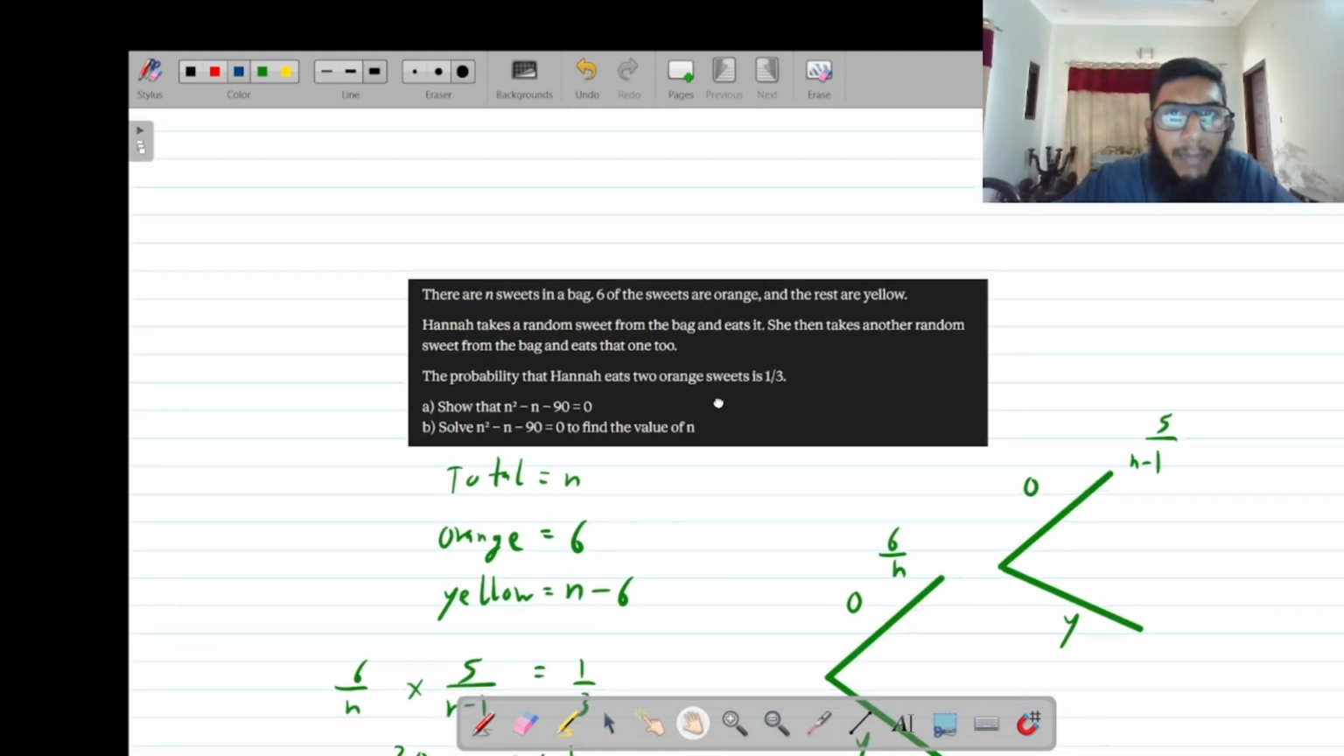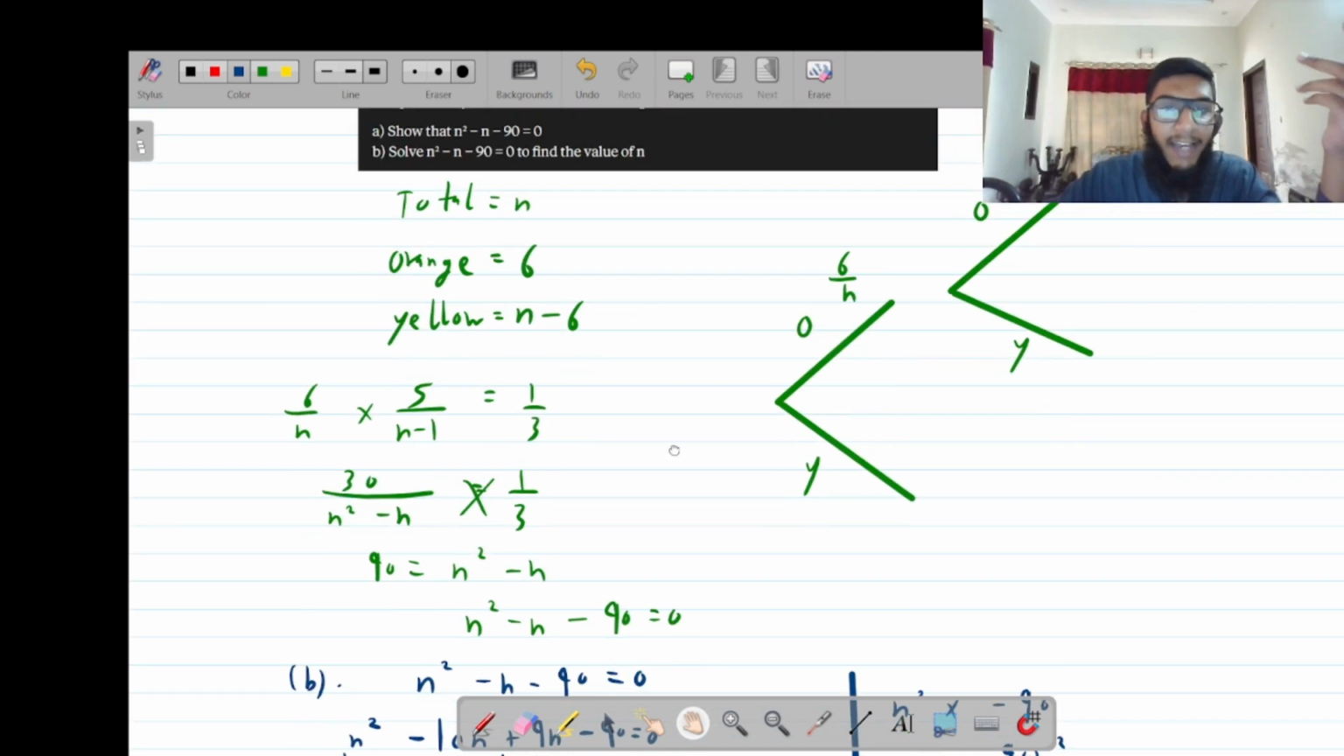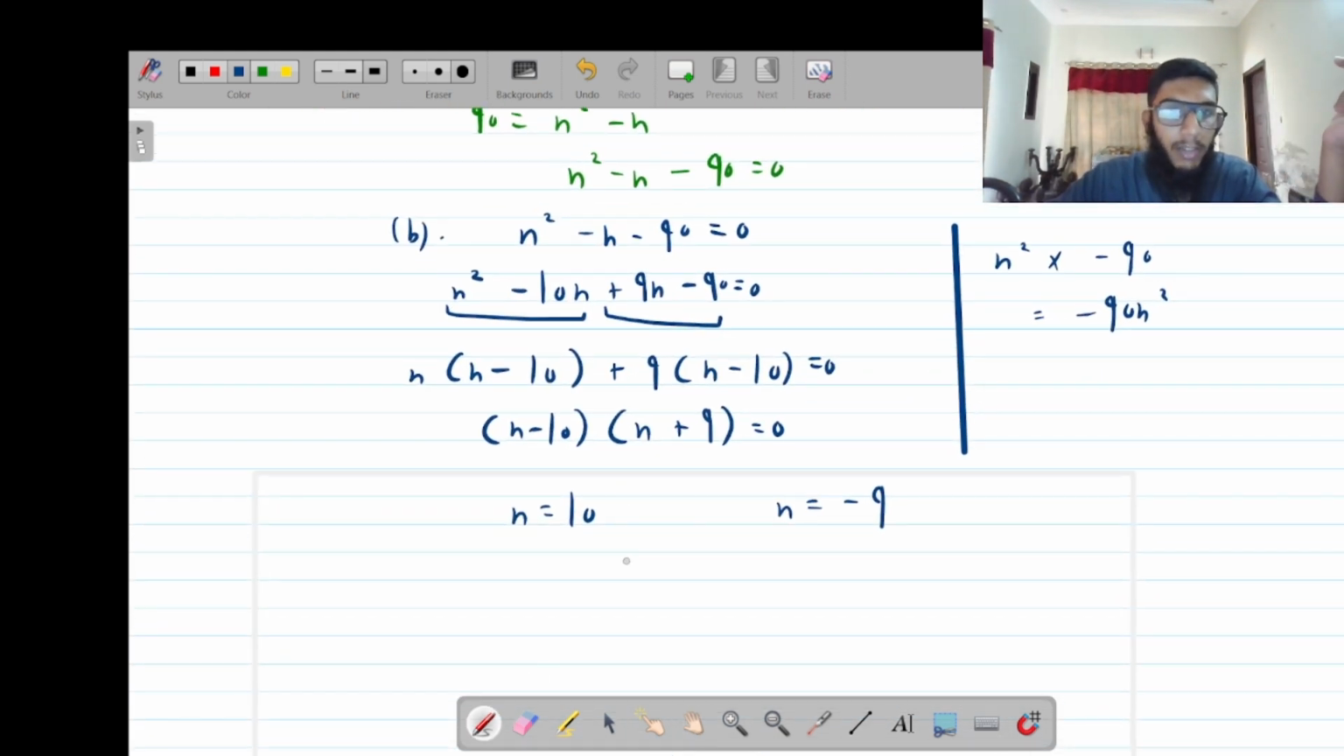Now, in the beginning, they already told us that there are n sweets in a bag. You can't have negative sweets in a bag, right? You can only have positive. So our answer will be 10, and this will be rejected because you can't have negative sweets in a bag.